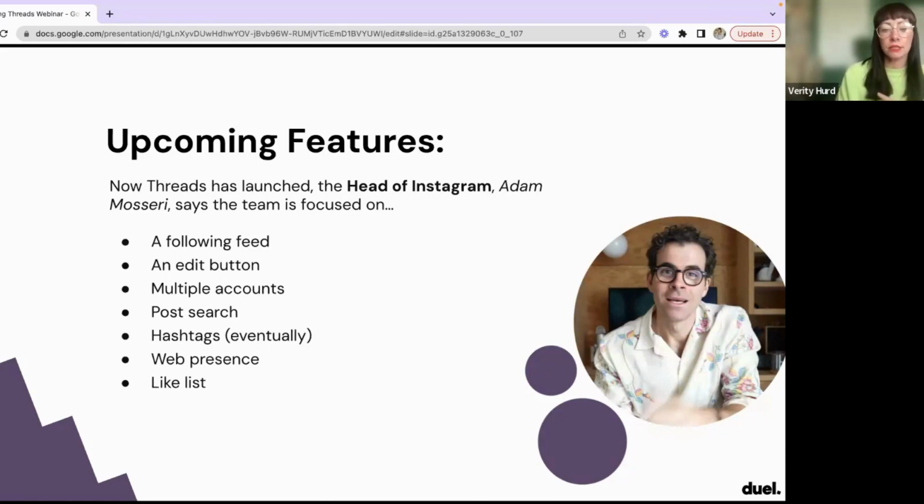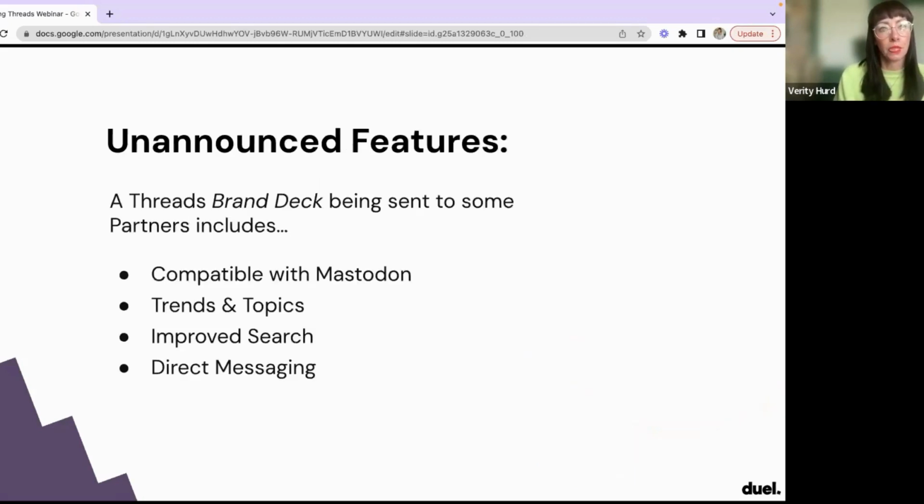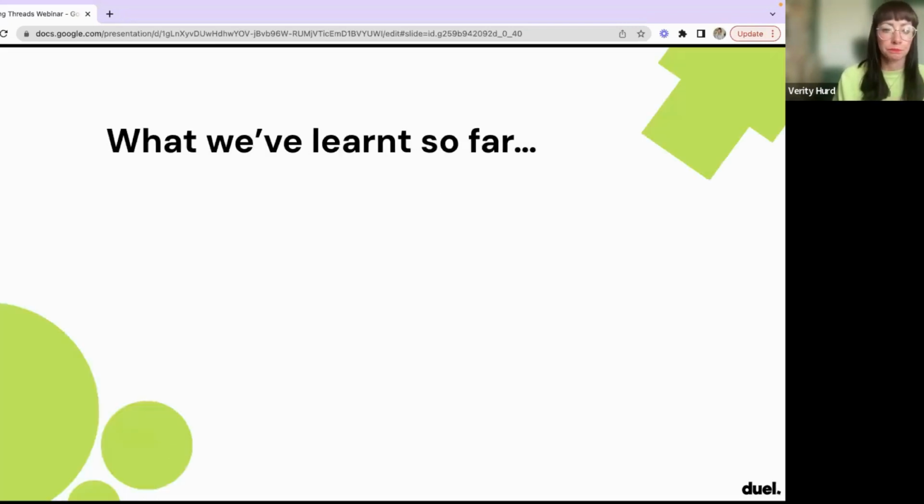And again, if you're following Adam Mosseri or Zuckerberg on there as well, they're on there regularly. They're talking about updating the features. They let us know when there's an update ready, and they're talking about where all the hidden gems are as well. So they're two great people to follow for that. And then some unannounced upcoming features. As we've just talked about, it's going to be compatible with Mastodon. There's going to be trends and topics, and improved search and direct messaging, which will be absolutely brilliant.